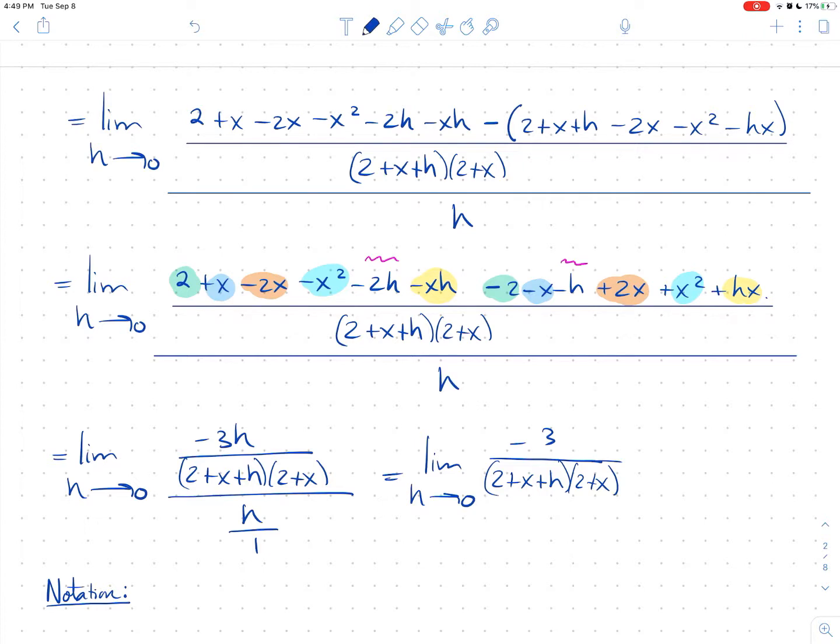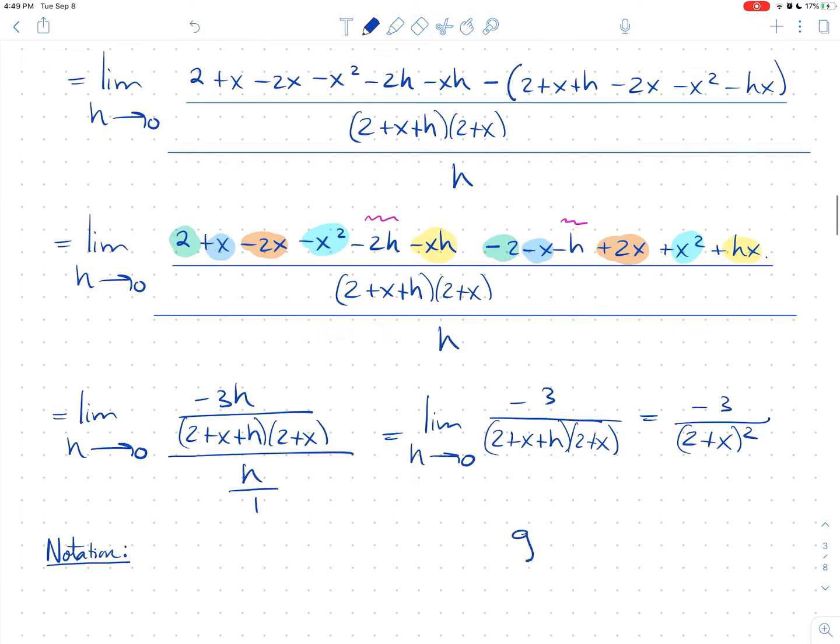And at this point, I realize, okay, I can let h go to 0, and I'm left with negative 3 over 2 plus x times 2 plus x, which is 2 plus x squared. And so let's rewrite it at the bottom. g prime of x is negative 3 over 2 plus x squared.